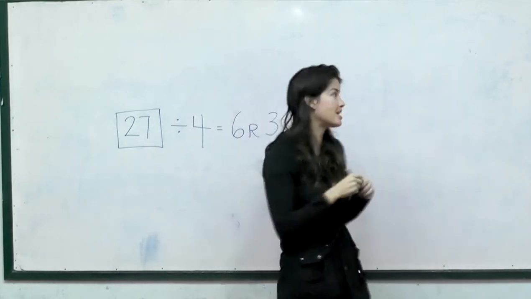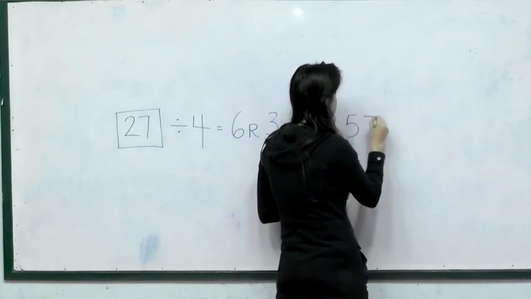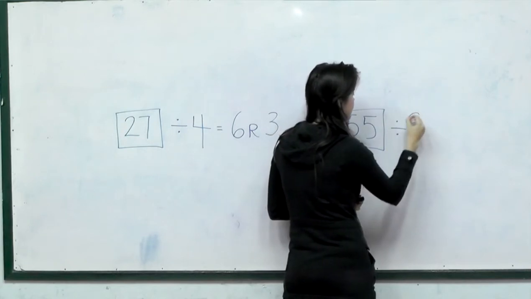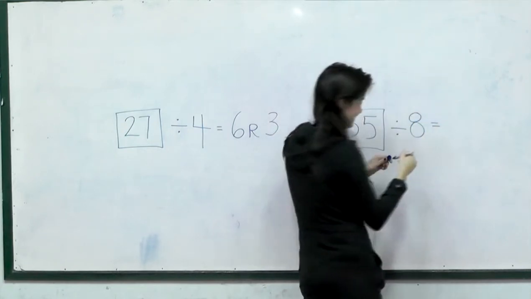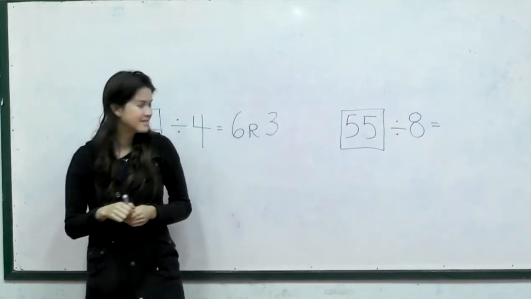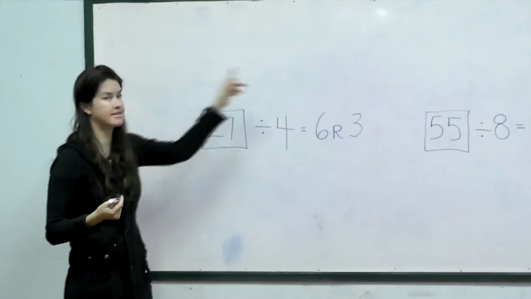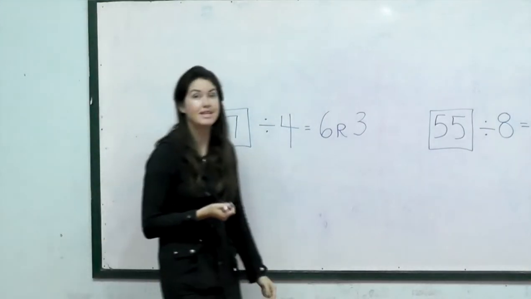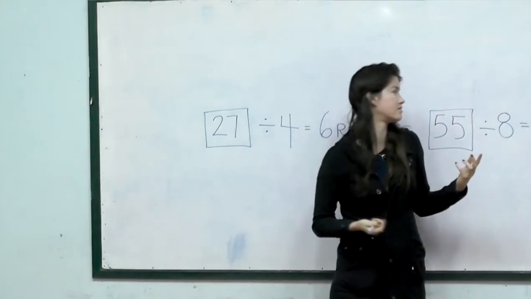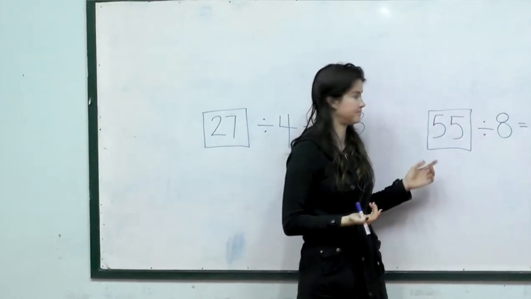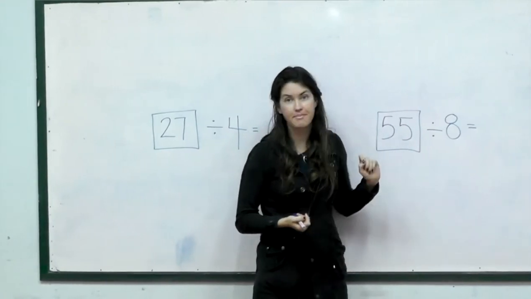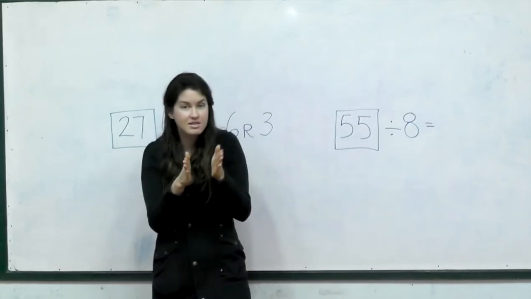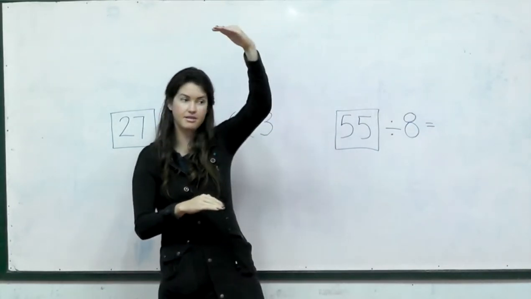What if we have a bigger number, like 55 divided by 8? Do we do it the same way as this problem? Yeah, we do the same thing with different numbers. So what's our biggest number? 55. What are we going to count by? 8. Good. And we want to get as close to 55 as we can, but not higher.